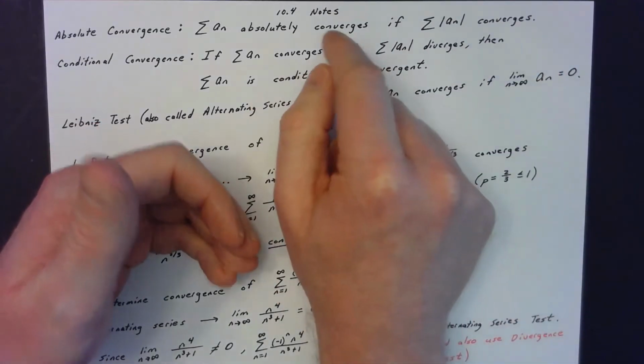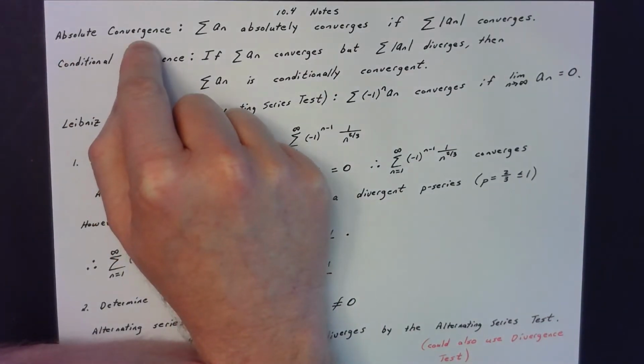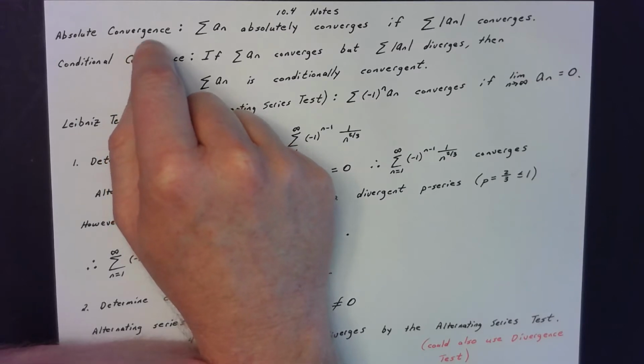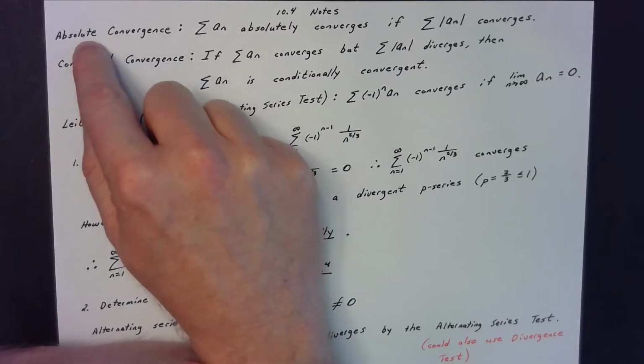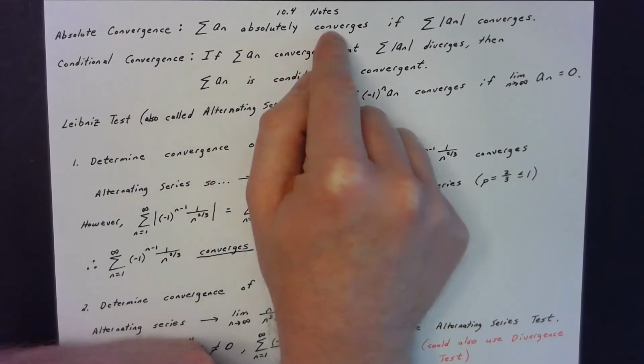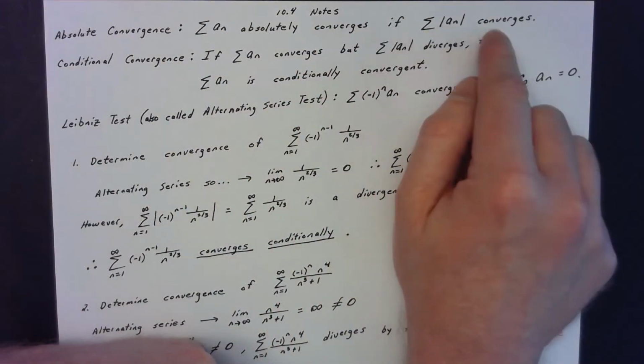Now, the first concept that we're going to be talking about in this section is the concept of absolute convergence. And all that is saying is that your series would converge even if it didn't alternate in sign. So sometimes the series will converge simply because it's alternating in sign from negative to positive to negative to positive, and those terms end up canceling each other out. But the concept of absolute convergence is saying that a series is going to be absolutely convergent if the absolute value of that series converges.